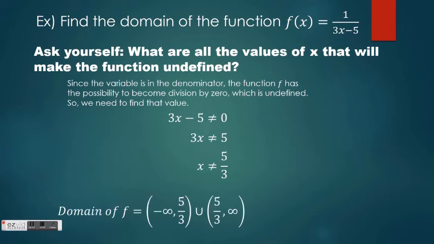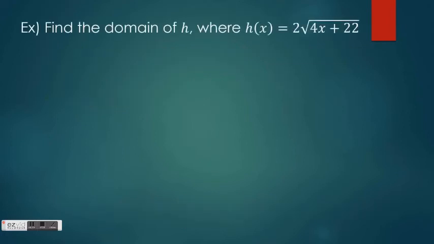Written in interval notation, the domain of f equals the first interval, negative infinity to 5/3, union 5/3 to positive infinity. And again, this is your interval notation. This is something you should remember from 105. Let's look at another example, something that looks a little bit different than having a rational. Let's find the domain of h. This time, h is equal to 2 times the square root of the quantity 4x plus 22.